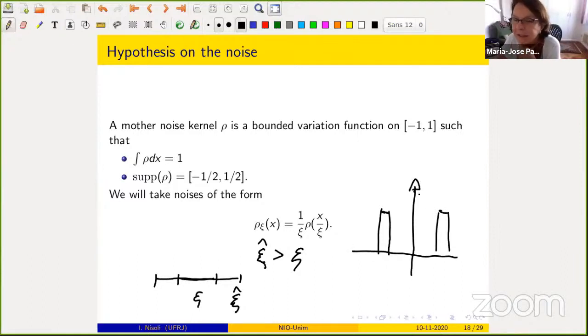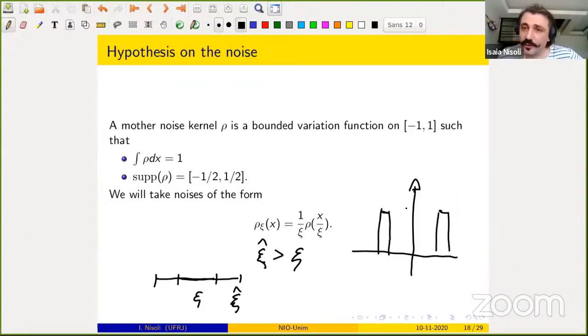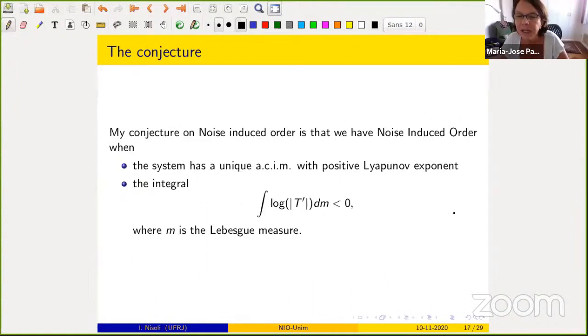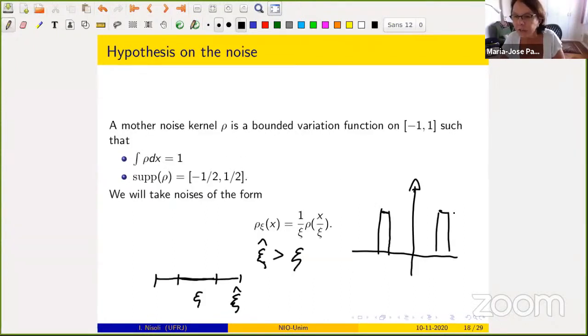Sorry, may I ask a question? Since everyone is asking, I didn't understand quite well the conjecture and what you are doing now. You are proving or giving an idea why you have this conjecture? Precisely what is your conjecture?